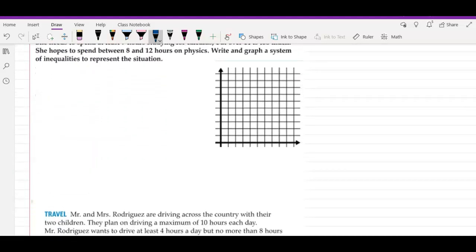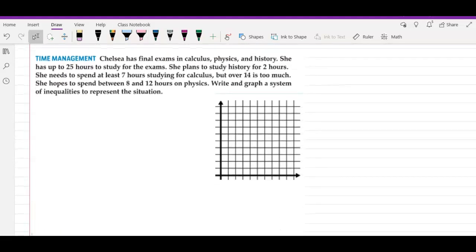All right, Chelsea has final exams in calculus, physics, and history. She has up to 25 hours to study for the exams. She plans to study history for 2 hours. She needs to spend at least 7 hours studying for calculus, but over 14 would be way too much. She hopes to spend between 8 and 12 hours on physics. Write and graph a system of inequalities to represent the situation.